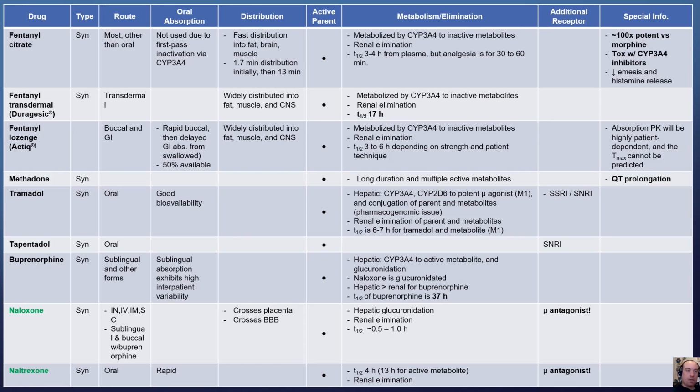And then naltrexone is not used as often. Naltrexone is an opioid antagonist, but it was traditionally used, believe it or not, for alcohol. Was it alcohol withdrawal? I think it was to prevent alcohol abuse and things like that. But essentially, it's not nearly as commonly used as naloxone for opioid overdose.